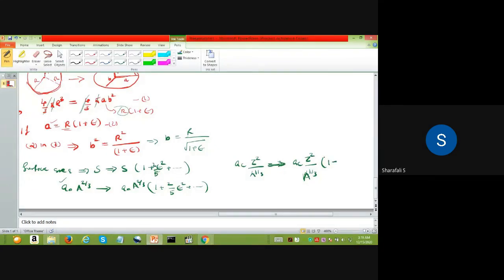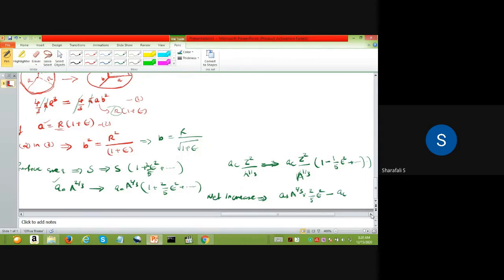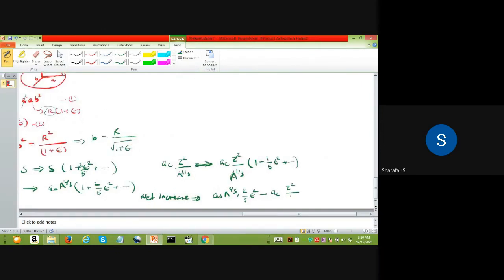So the initial value is AC Z square by A raised to 1 by 3. That will come when you take the product with this one, minus AC Z square by A raised to 1 by 3 times 1 by 5 epsilon square. There are higher terms that we will not consider here. So the net increase will be nothing but AS times A raised to 2 by 3 times 2 by 5 epsilon square, if you do not consider the higher terms, minus AC times Z square divided by A raised to 1 by 3, times 1 by 5 epsilon square.